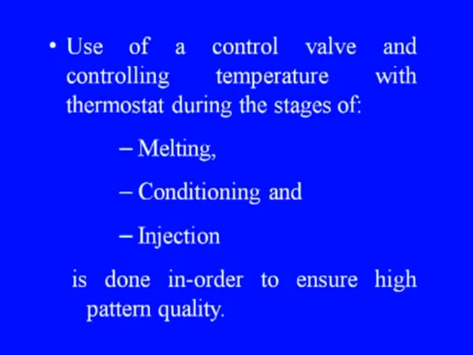The injection process includes some other sub processes such as feeding of the brass cylinder through an aluminum reservoir gravimetrically, use of a control valve and controlling temperature with thermostat during the stages of melting, conditioning and injection is done in order to ensure high pattern quality.